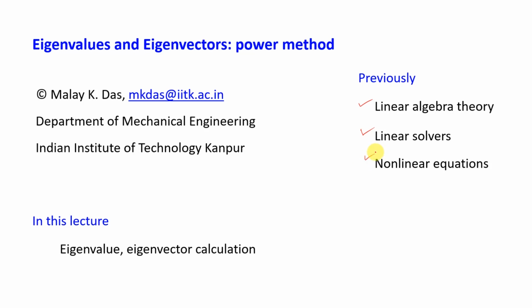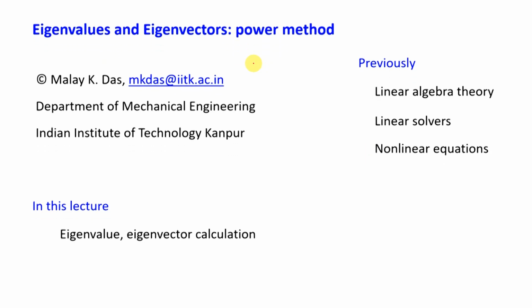Now we'll leave the linear solver and get into the second problem of linear algebra, that is the problem of finding eigenvalues and eigenvectors. In particular, one method that we will learn is something that we call the power method. And let us see how to do it.